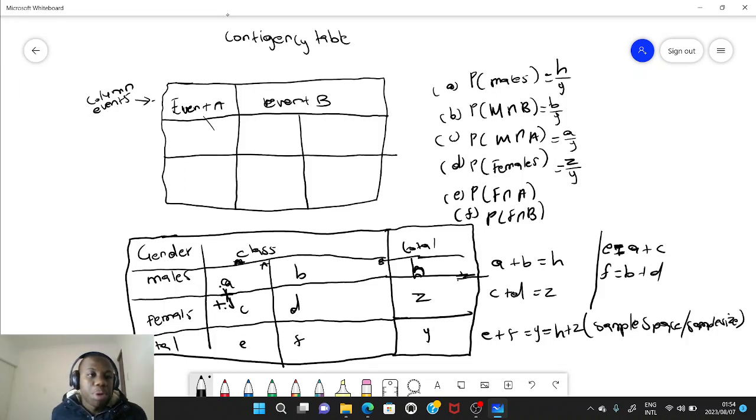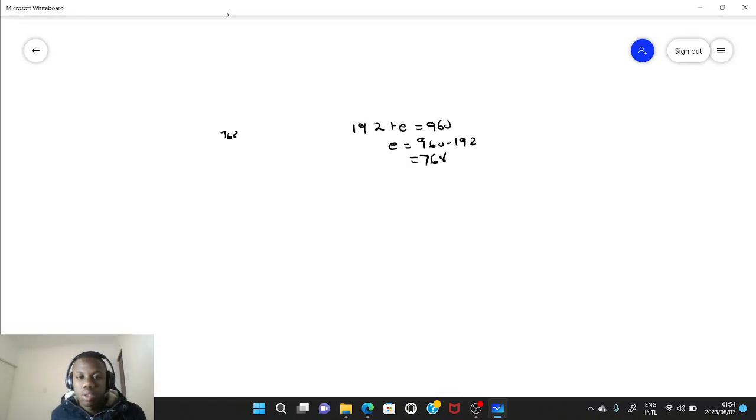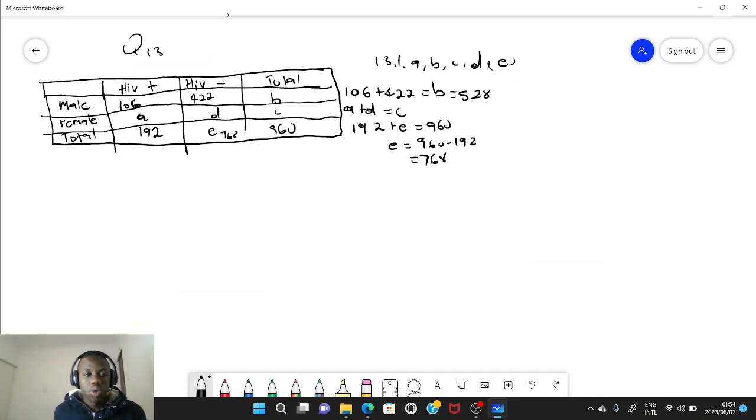Now let's go back to our question. We know that 192 is the total of this row, so if I add 106 plus A, I'll get 192. But I'm looking for A, so I transpose 106 to the other side. When I transpose 106, it becomes negative 106, right? So what is 192 minus 106? That's 86.